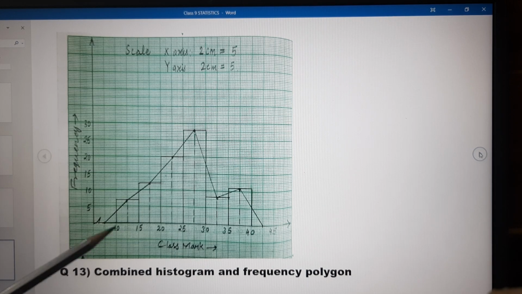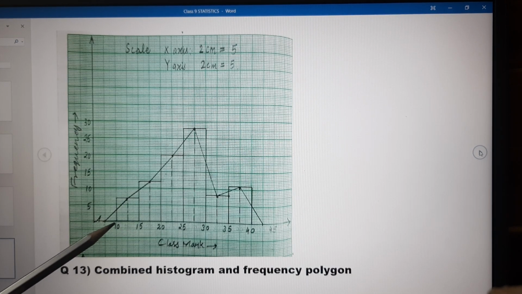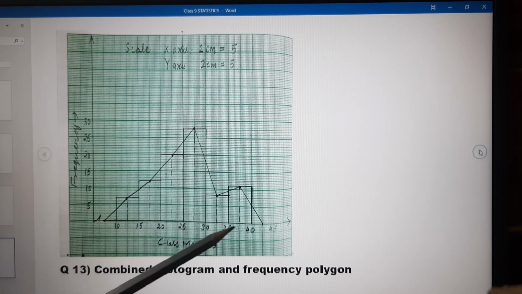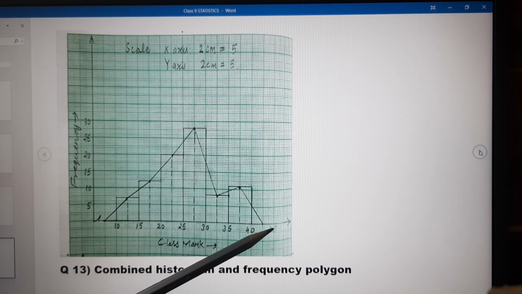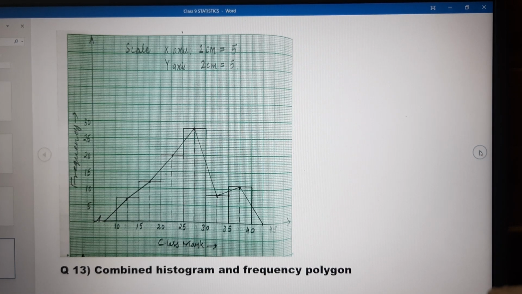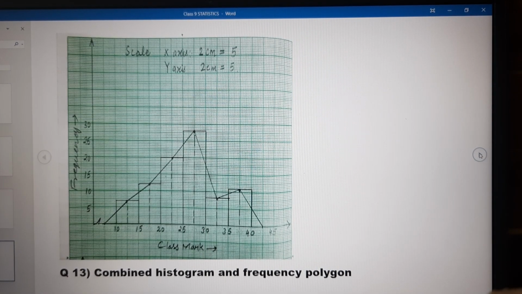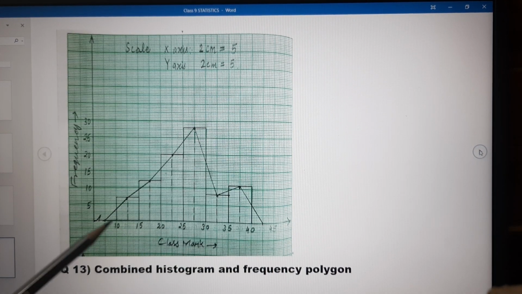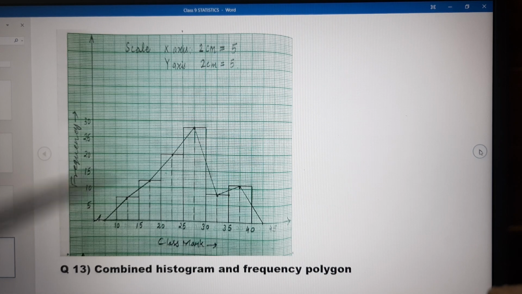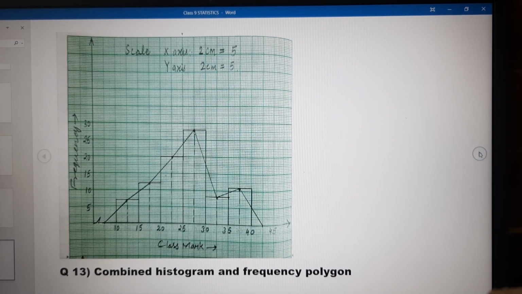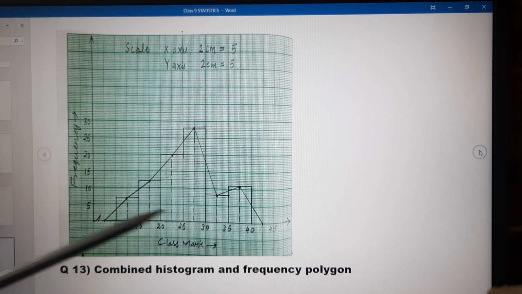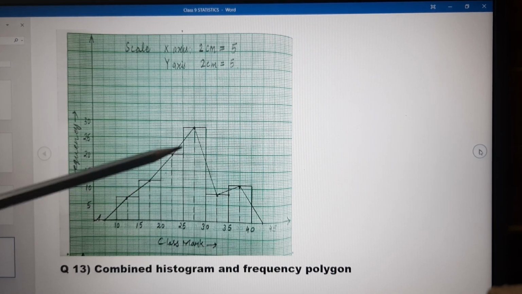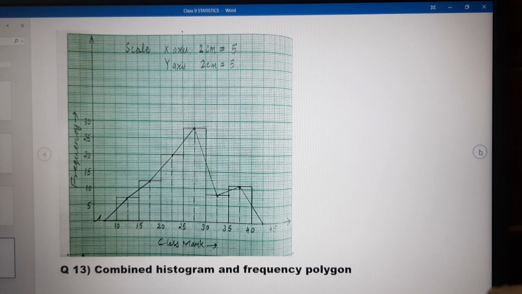And you will mark the midpoint of the previous class interval also, 0 to 10. Okay. And then the class interval which is after 40. So in the beginning also, at the end also, one extra in the beginning, one extra in the end. You have to mark the midpoint of both the class intervals. And you will join them with the scale. All the points should be joined with the scale.